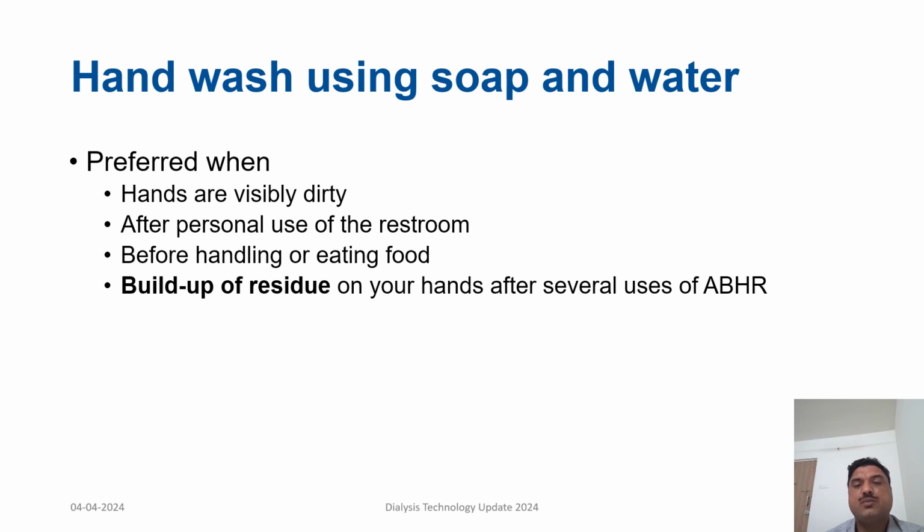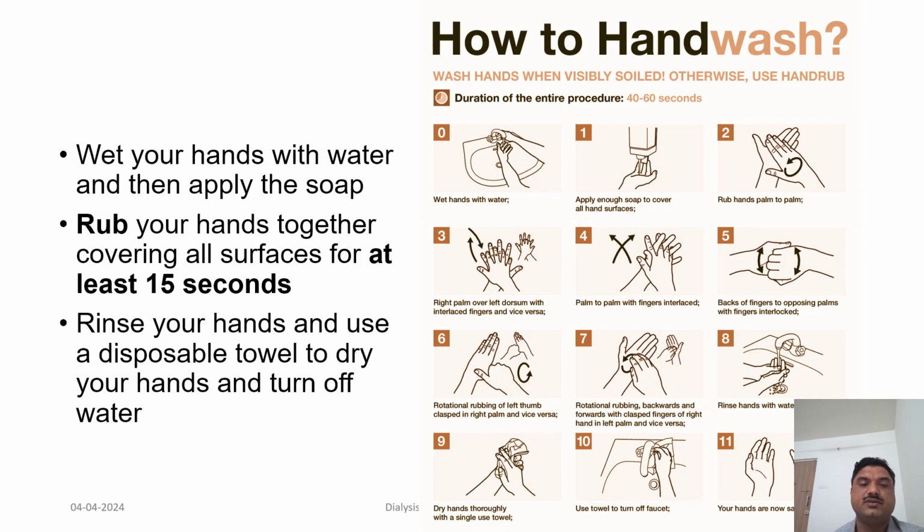Hand wash using soap and water is preferred when the hands are visibly dirty, or if the person has used a restroom, if the person is going to handle or eat food, or if there is a buildup of residue on the hands after several uses of alcohol based hand rubs. So to do this, one needs to wet the hands with water.